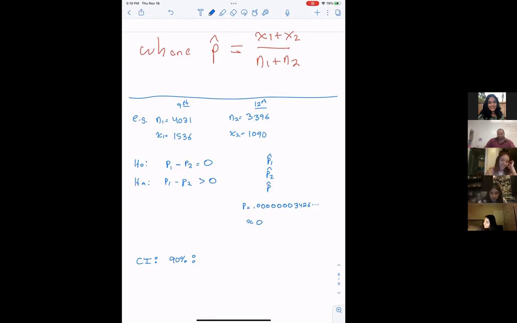So what do we get? What is my 90% confidence interval for this scenario? So I get 0.04186 to 0.0783. It's exactly the same thing I get. Awesome. And therefore, what is my conclusion?